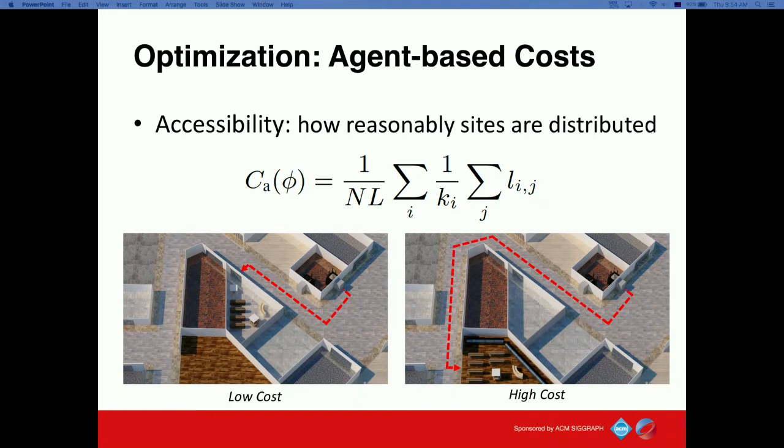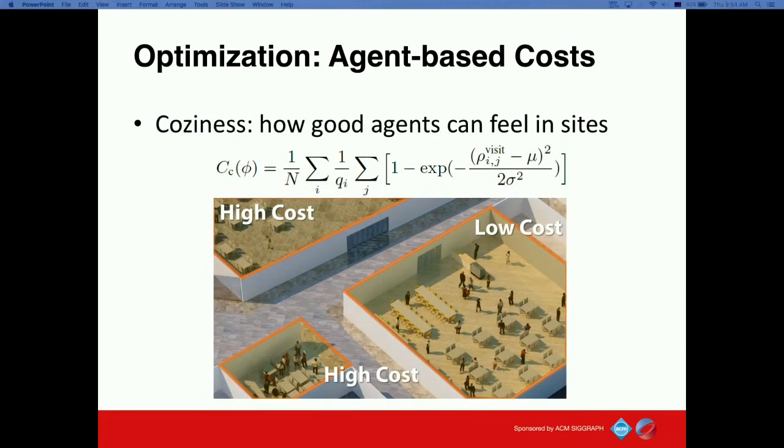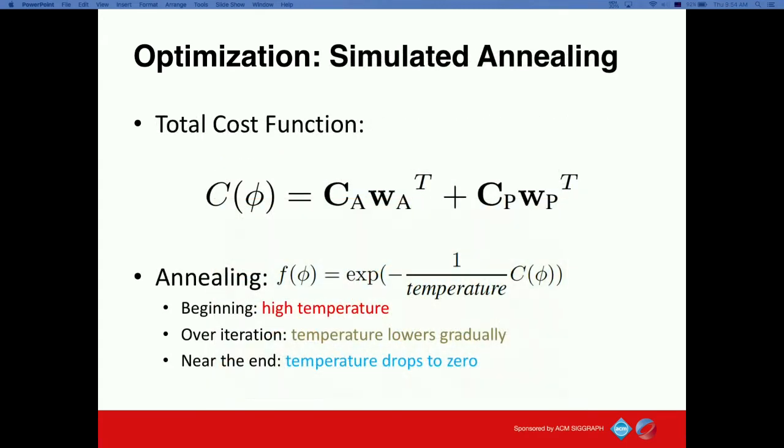The coziness cost term tells how comfortable agents feel when they are visiting sites. It is calculated from the real-time average crowd density of the site which the agent is visiting. High cost here means the agent may usually feel either too crowded or too empty when visiting the sites. Actually, this is from some study in consumer psychology. The total cost is a weighted sum of agent-based cost terms and prior cost terms.